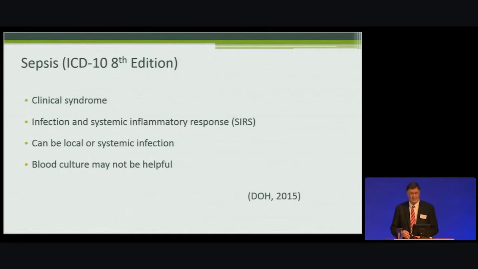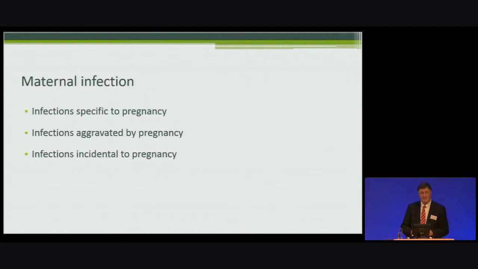The best classification of maternal infection, in my view, is infections specific to pregnancy, infections aggravated by pregnancy, and infections that are incidental to pregnancy. This is aligned with what I believe is the best classification of critical illnesses in pregnancy, full stop, but it's also closely aligned with the WHO classification of maternal mortality into direct, indirect, and incidental deaths.